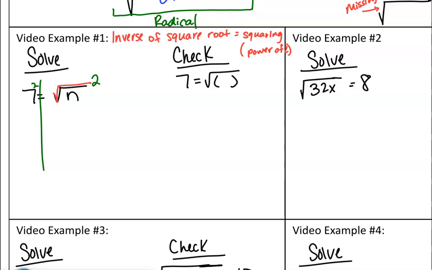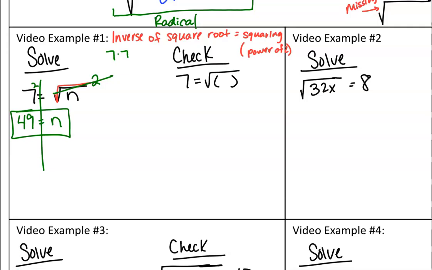Remember that squaring or exponents are repetitive multiplication of that base number. So this is really telling us 7 times 7, which is 49. Bring the equal sign down. And these are inverse operations, so they just go away and we're left with n. N is by itself, so our final answer is 49.